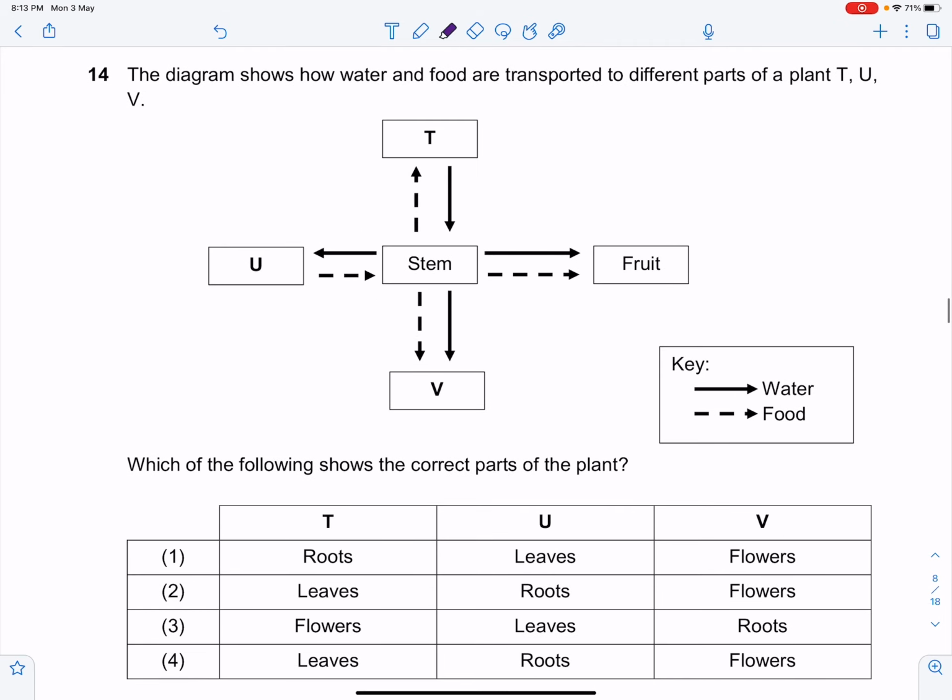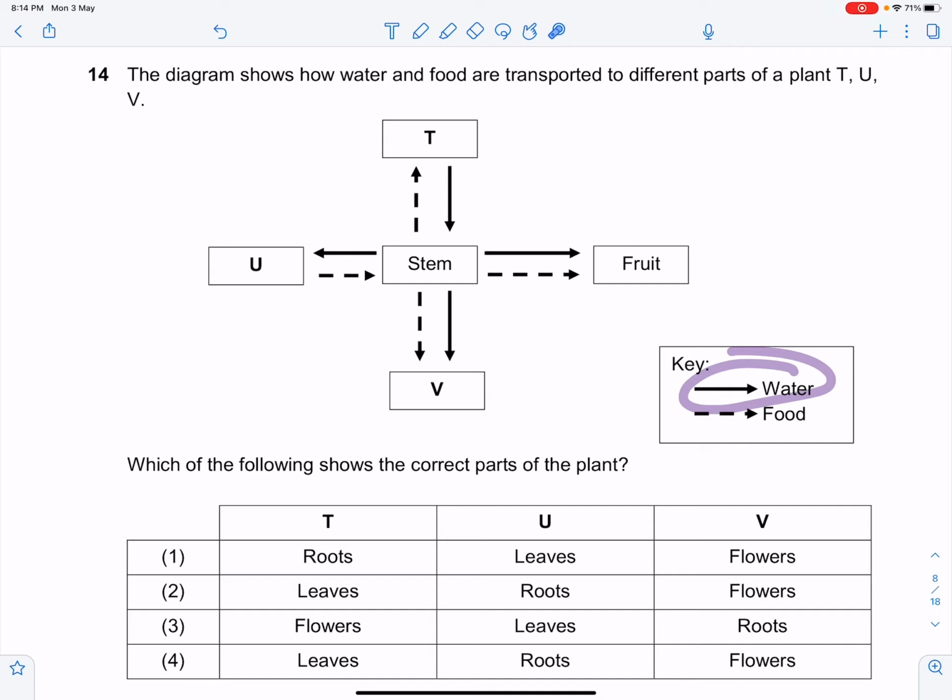Moving on to question 14. The diagram shows how water and food are transported to different parts of plant, T and U and V. Which of the following correctly shows the path of the plant? Okay, now first things first, we have to understand that water would come from the roots, and it travels from the ground and then upwards to the leaves in a unidirectional manner. Water is actually one of the easiest to identify when it comes to the parts of it.